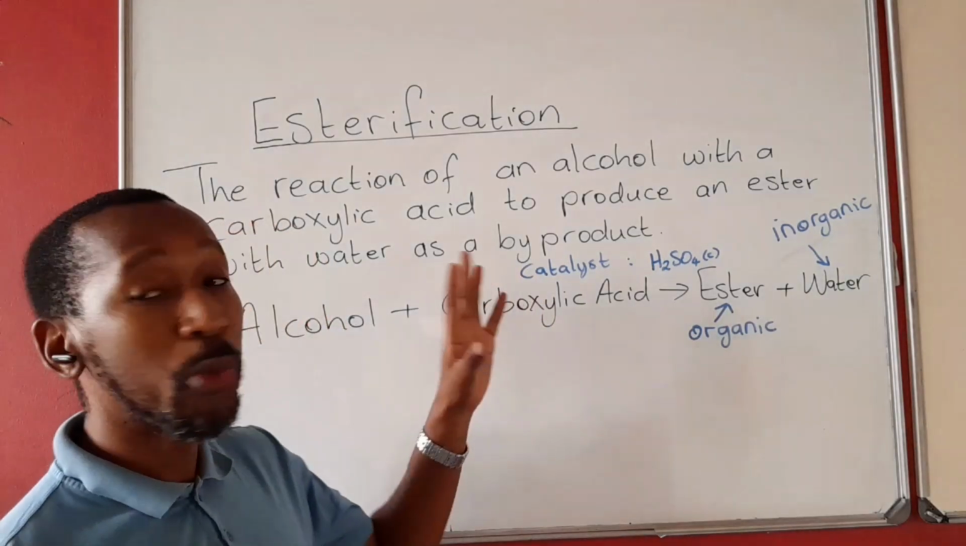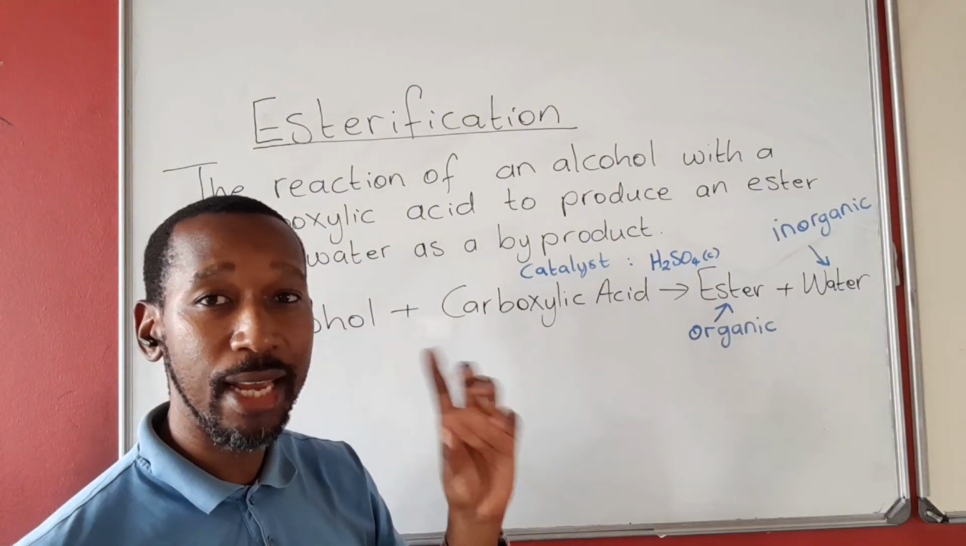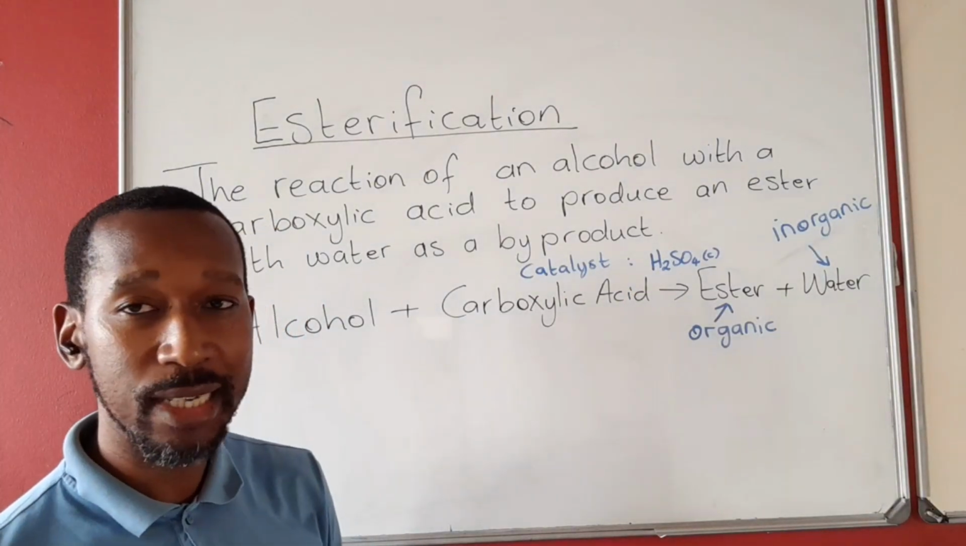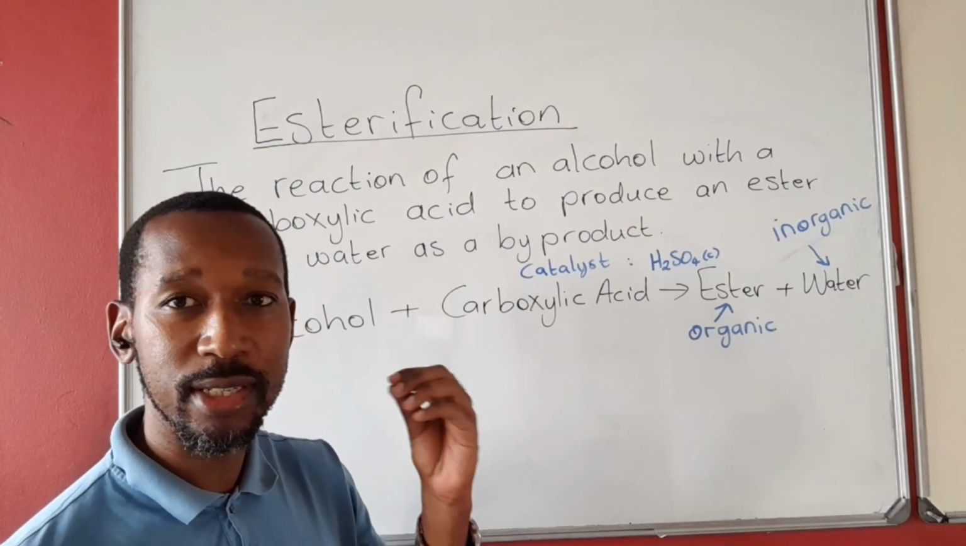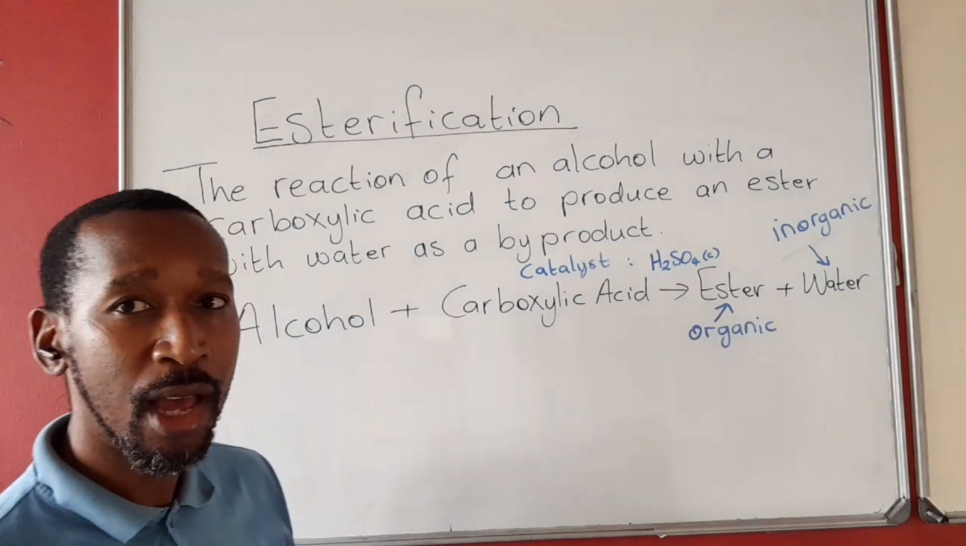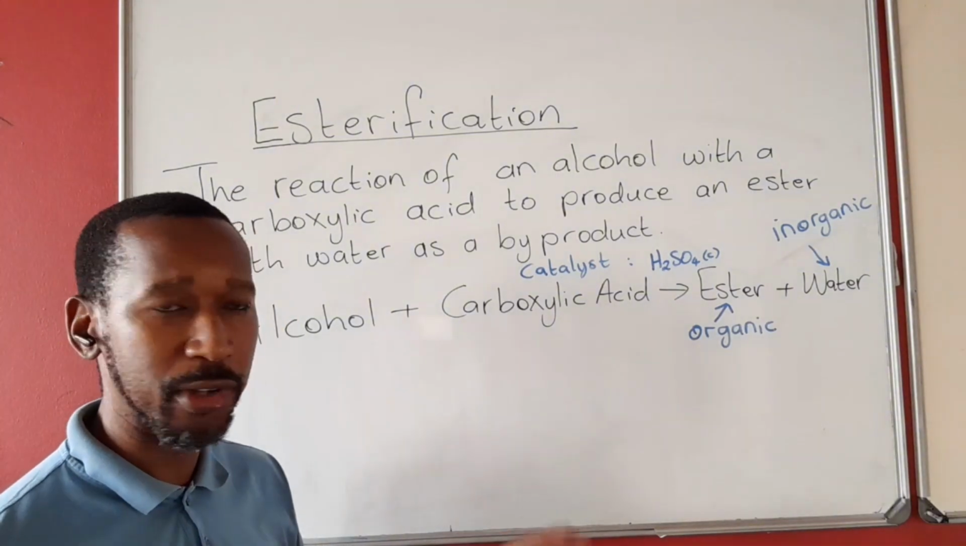Then, for this process to properly occur, we need a catalyst. That catalyst is sulfuric acid. It also needs to be concentrated, so the highly concentrated sulfuric acid is able to act as a catalyst for this particular reaction. We can have others, but this is the most important one that we usually refer to.